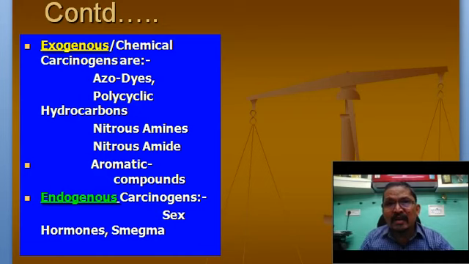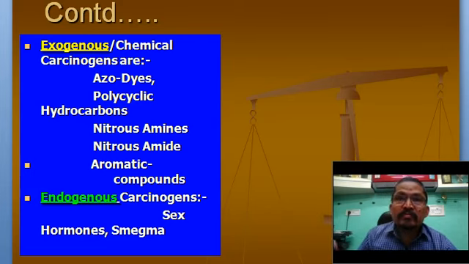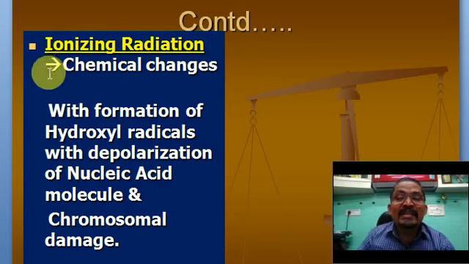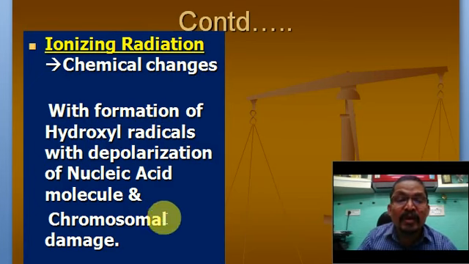Next, about radiation. Uncontrolled exposure to radioactive substances, usually from X-rays or CT machines or electrical welding or painting or petrochemical industries. So uncontrolled exposure to radioactivity causes chemical changes in the cell and thereby formation of hydroxyl radicals with depolymerization of nucleic acid molecules and chromosomal damage. So the ionizing radiation causes chemical changes with formation of hydroxyl radicals, with depolymerization of nucleic acid molecules and chromosomal damage.